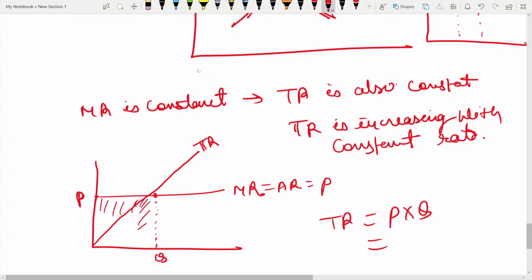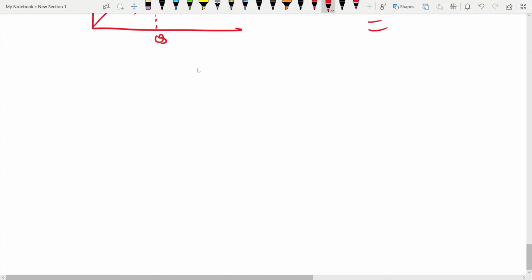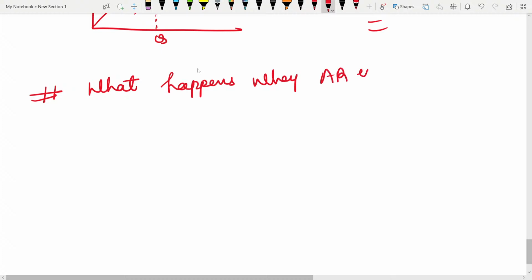This area is what? MR. Because TR is the summation of MR. Now, what happens if MR is not constant? The question is here, one question: what happens when MR is not constant?